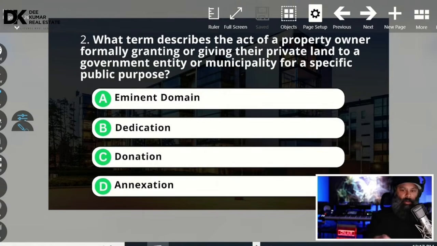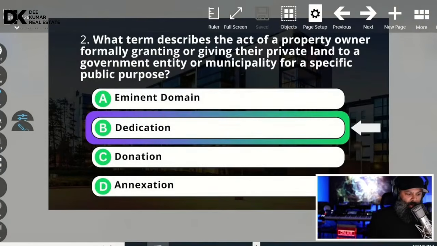And the answer? Letter B, dedication. The interesting question, and it's framed really nicely, is it's talking about something that could lead people into thinking eminent domain, right? So we're talking about public purpose, a government entity, and private land. So it's got all of the subliminal undertones of eminent domain.